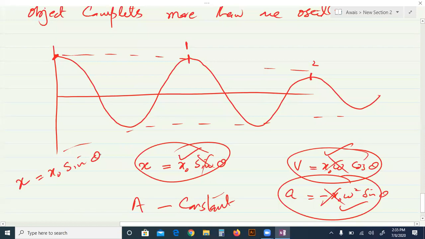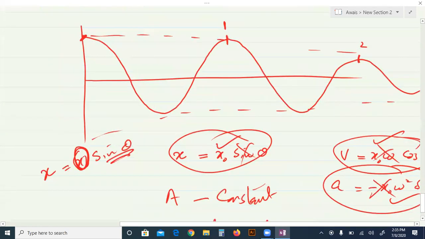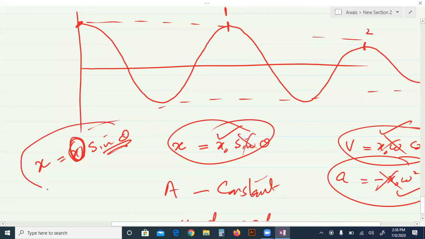Number one, amplitude is not constant. And number two, this is not a sine theta graph, this is a cos graph. So there are two reasons for this equation not being valid here. Number one, x naught is not constant, meaning amplitude is not constant, so we can't apply it. And number two, this is not a sine graph, this is the cos graph, because the motion is started from the extreme position, not from the mean position.